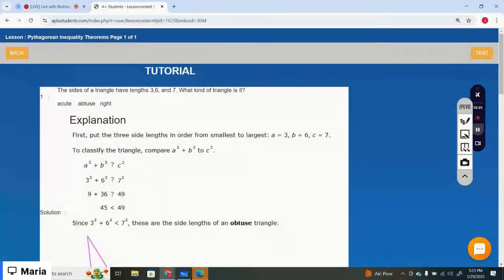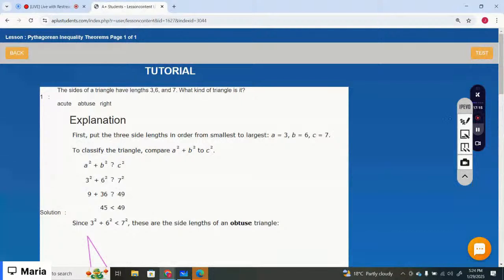The sides of a triangle have length 3, 6, and 7. What kind of triangle is it? You have to evaluate a square plus b square, and see if the sum of a square and b square is greater than c square. If that is greater than c square, that is the acute triangle. And if the sum of a square and b square is less than c square, then that is the obtuse triangle. For the given side lengths, a square plus b square is 9 plus 36, that is 45, and 45 is less than 49, so that is the obtuse triangle.